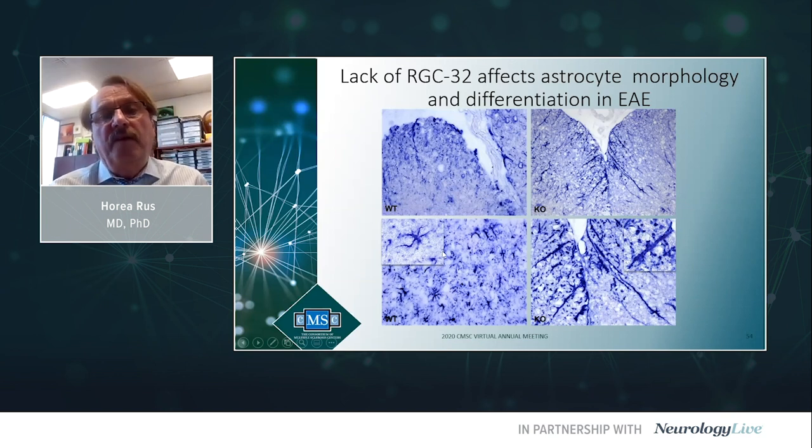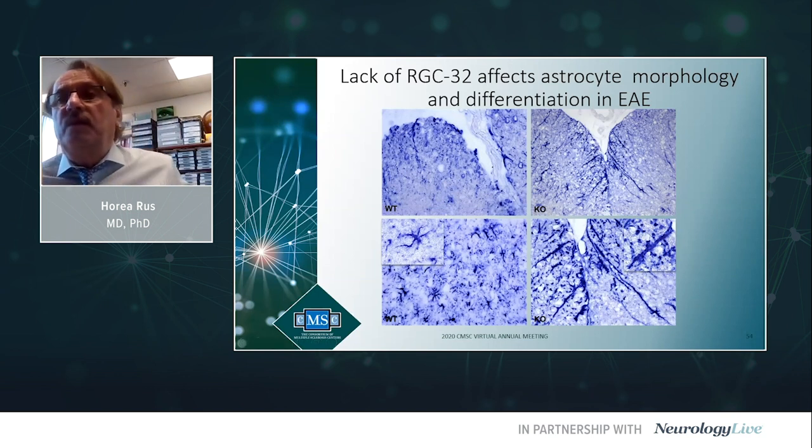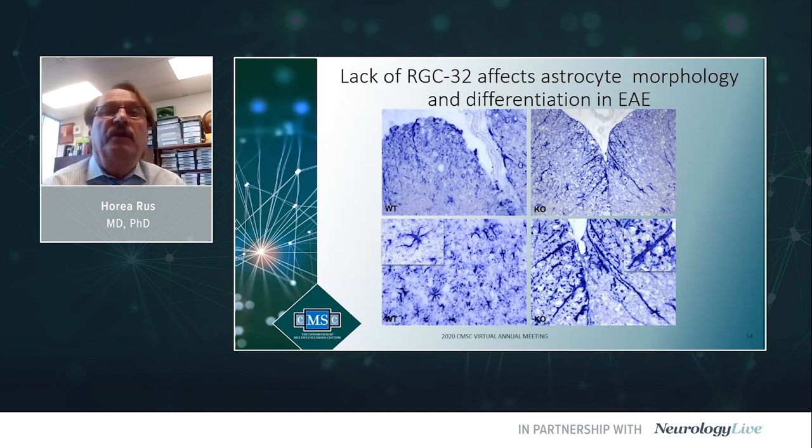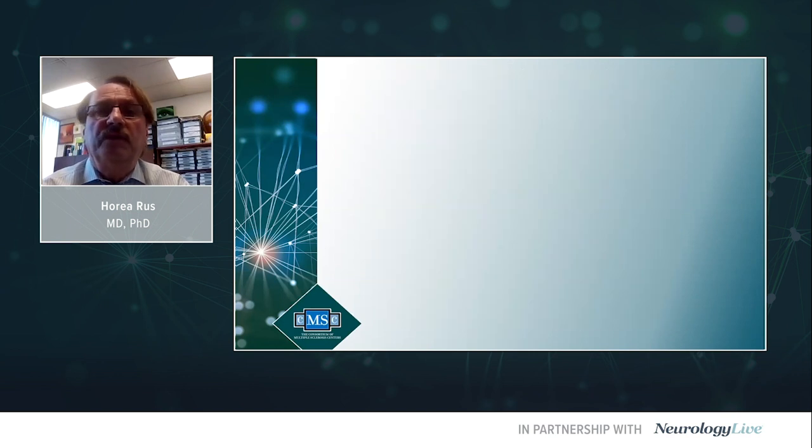In wild type, we have typical reactive gliosis, which we expect to happen in the inflammatory process. And the ones here in the knockout mouse doing EAE show a bipolar type of morphology, which is typical for astrocyte progenitor cells and suggests a lack of differentiation of these astrocytes during EAE, at least at this time point, at which we did the investigation.